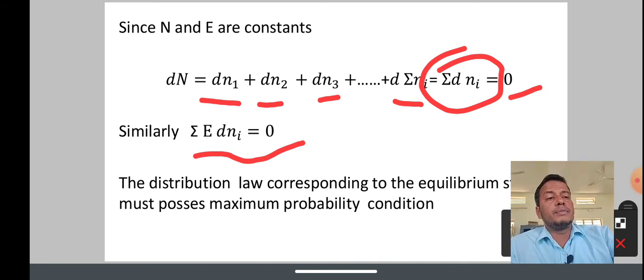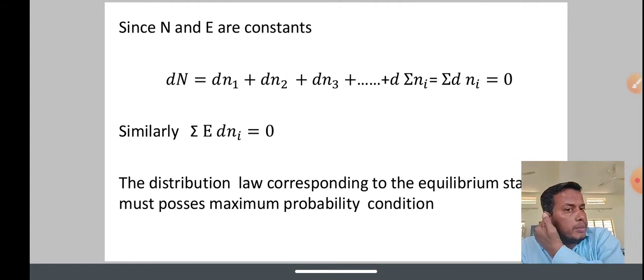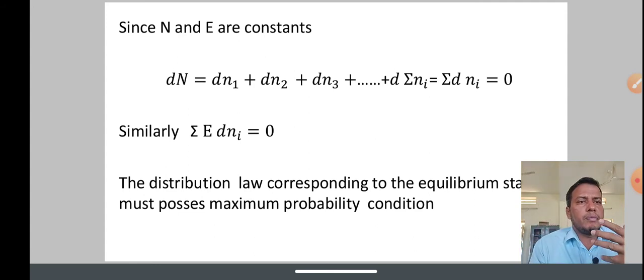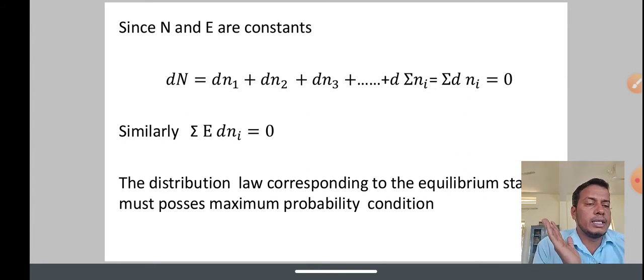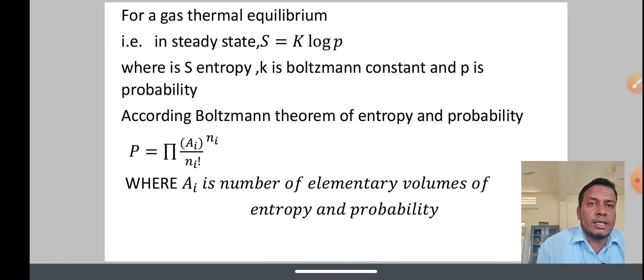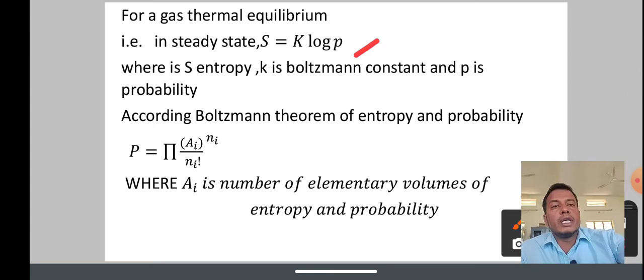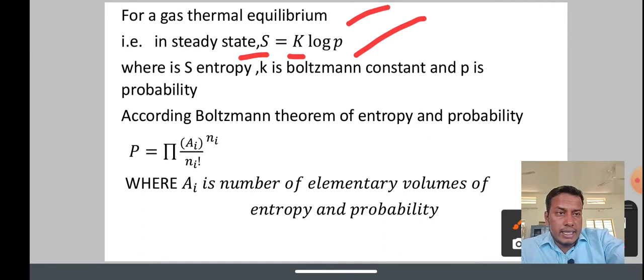For this distribution law, the equilibrium state corresponds to the most probable condition. The gas is assumed to be in thermal equilibrium, and in this steady state we apply the Boltzmann entropy law, S equals K log P, where S is the entropy, K is the Boltzmann constant and P is the probability. Entropy is the disorder in the system.